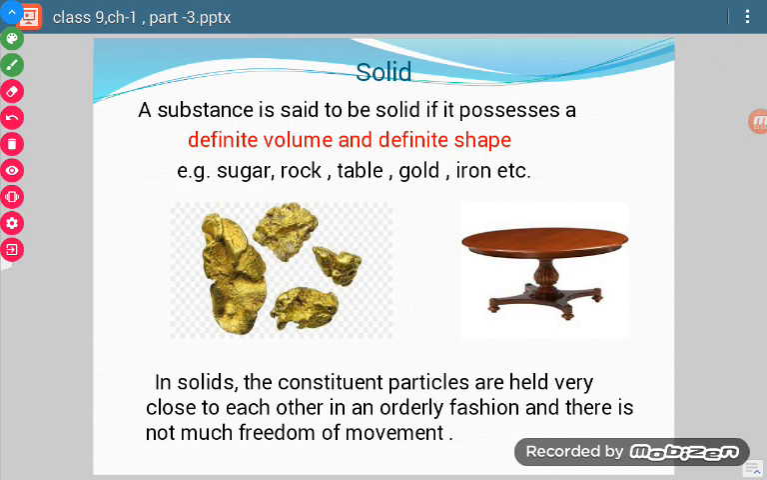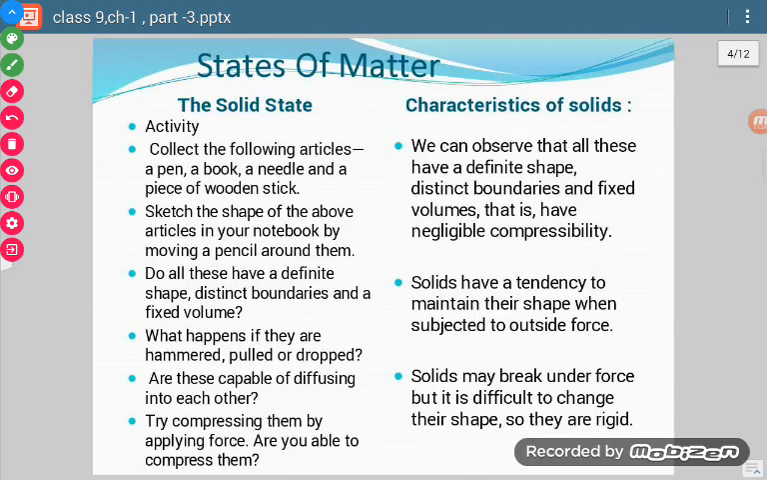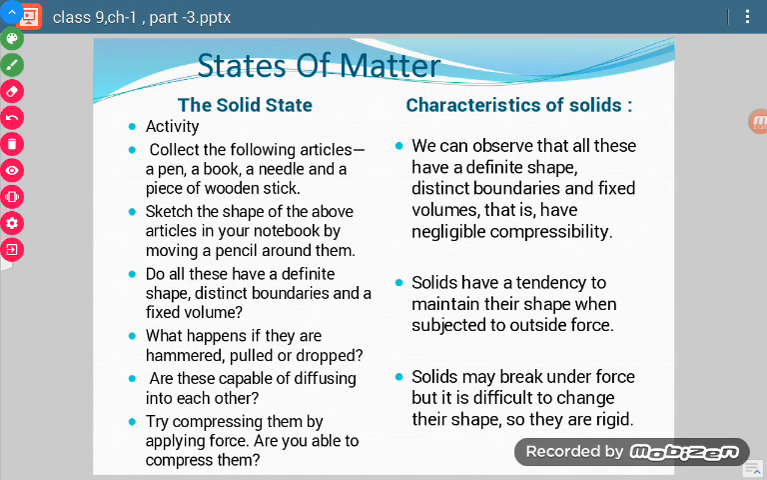Now the very first state is solid state. So a substance is said to be solid if it possesses a definite volume and definite shape. There are a few examples like sugar, rock, table, gold, iron. These all things are solids. Now in solids, the constituent particles are held very close to each other in an orderly fashion. Orderly fashion means there is a fixed type of arrangement and there is not much freedom of movement, meaning those molecules cannot move freely. Now in solid state, we will understand its properties by an activity.